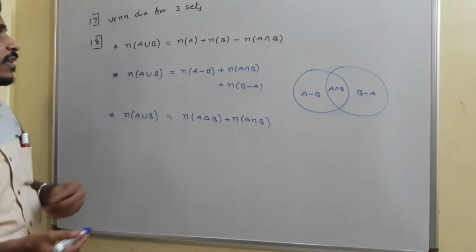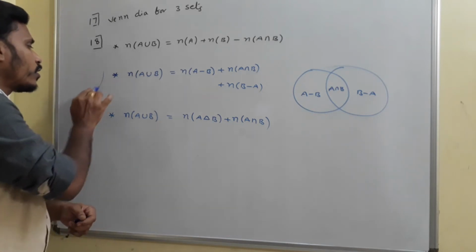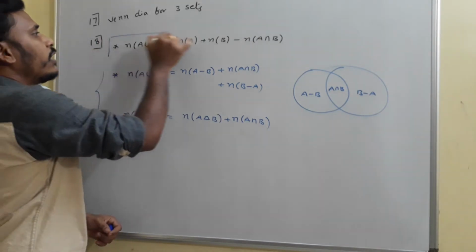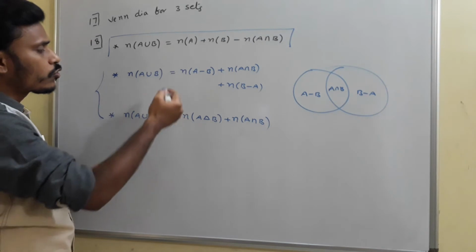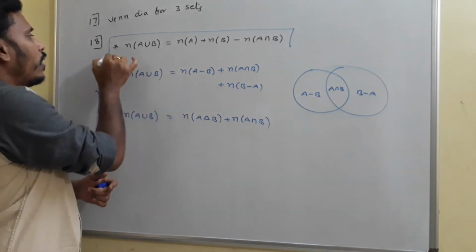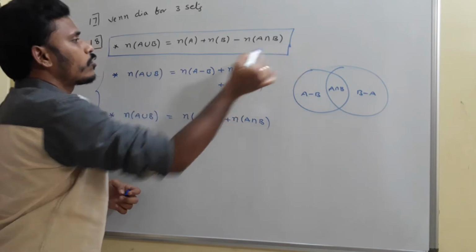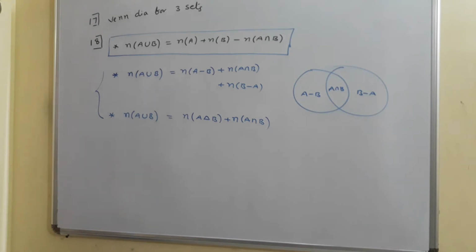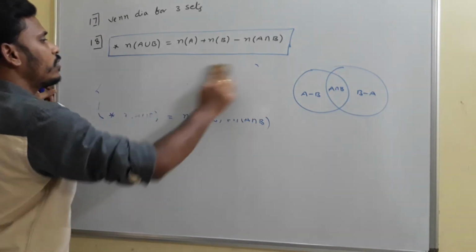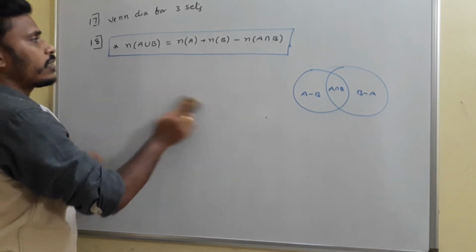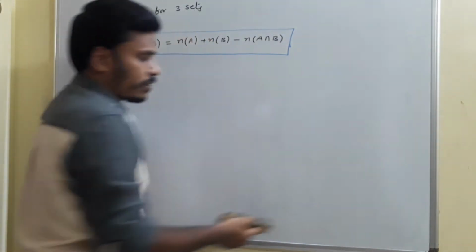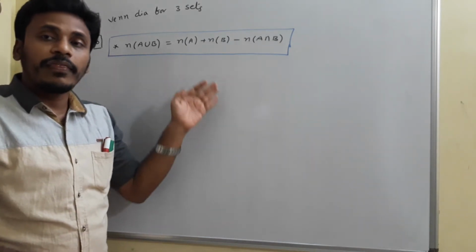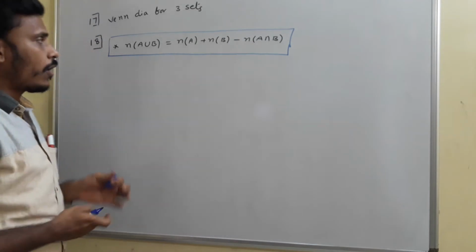We have 3 different ideas related to n of A union B, and these 2 ideas we directly observed from the Venn diagram. But by combining these 2 statements, we will generate n of A union B is equal to n of A plus n of B minus n of A intersection B. And now I am going to extend this to 3 sets. Here is the statement for 2 sets. Now I will extend it for 3 sets, and then we can extend it for any number of sets. Now just have a look.